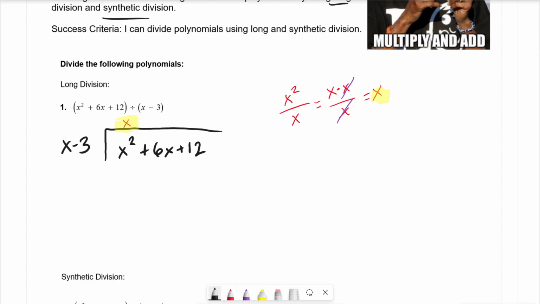Now, once we have that part of the quotient, we need to multiply that with the divisor. But we're going to multiply it with both terms. Okay? So we take x and we multiply it with the other x. X times x gives me x squared. Then we take that x and we multiply it with the negative 3, and that gives us negative 3x.